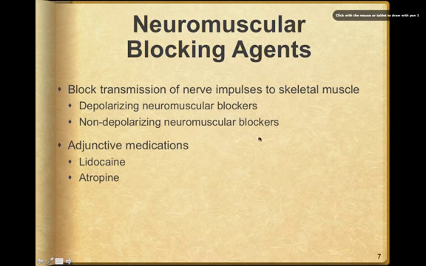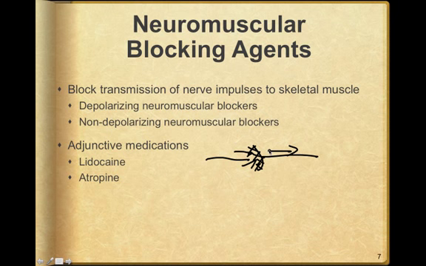Non-depolarizing neuromuscular blocking agents essentially block acetylcholine from coming over to the motor end plate. So if it's blocked, this acetylcholine just falls short. It doesn't do anything because it can't generate or start off the action potential. So both of them work similarly on the same part. However, one of them depolarizes and the other one blocks.